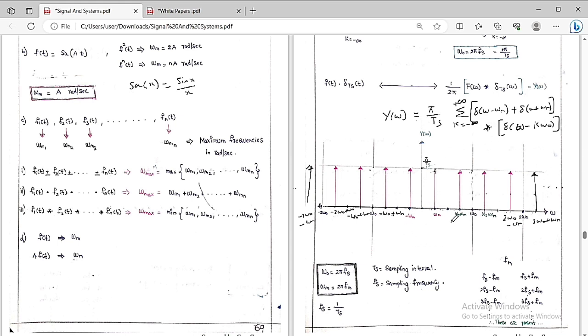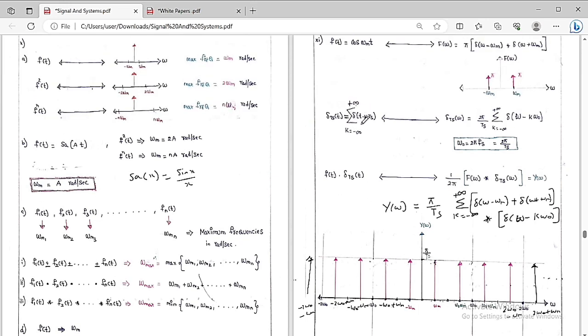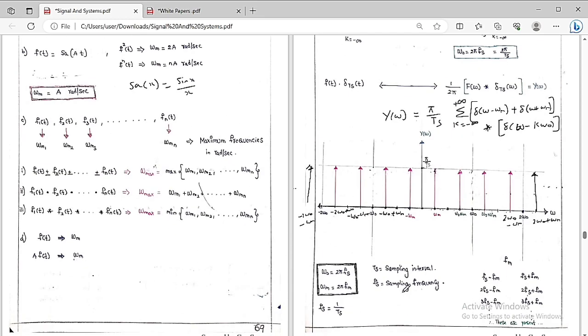I will write in terms of fm, since it is easier than writing omega m and omega naught, which would be confusing. Omega naught is equal to 2 pi fs, and omega m is nothing but 2 pi fm. Ts is called the sampling interval, the time period of the impulse train. And omega naught is the sampling frequency, and fs is called the sampling frequency.